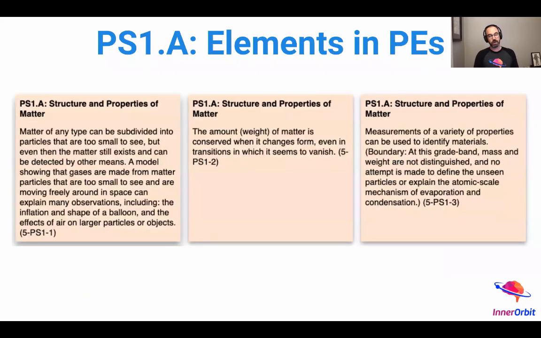So within PS1A in 5th grade, before we assess it at the middle school level, there are going to be elements that students should have learned for PS1A. So students should know that matter can be subdivided, and it still exists even if we can't detect it. They should know that the weight of matter is conserved even when it vanishes. They should know that measurements can be used to identify things, and different substances have different properties, essentially. This goes a level deeper than the K-12 progressions. These are elements within each of these different performance expectations in 5th grade.